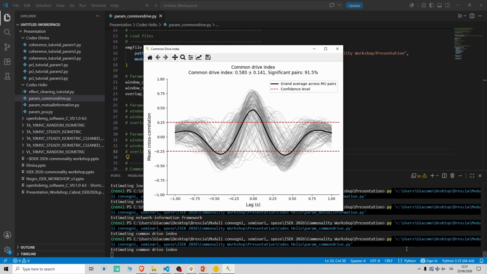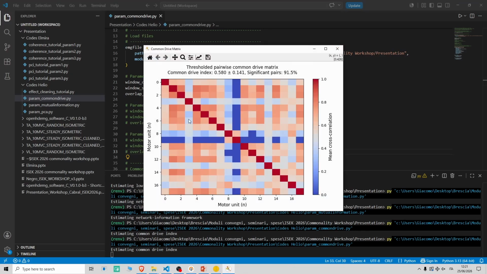Okay, and you can see here, very interestingly, by the fact that I use a bigger window, the common drive index decreased a bit from 0.62 to 0.58. And you can see here, and also in the pairwise, and I will show you in a bit, that we have a bit more blue values.